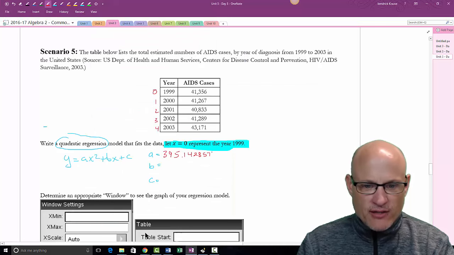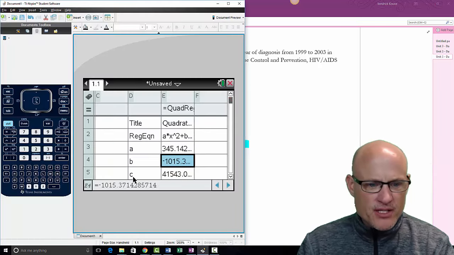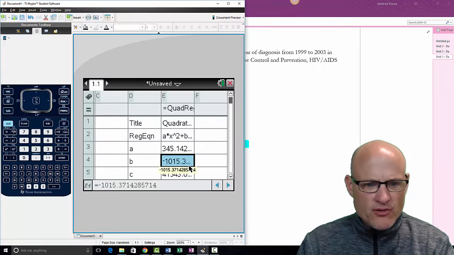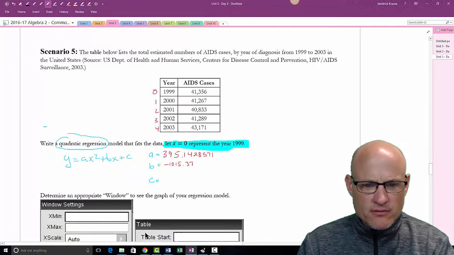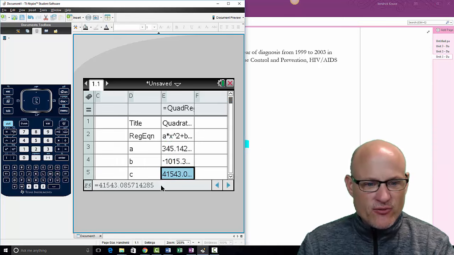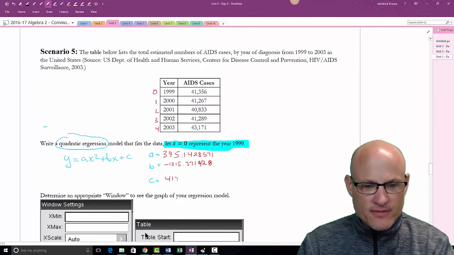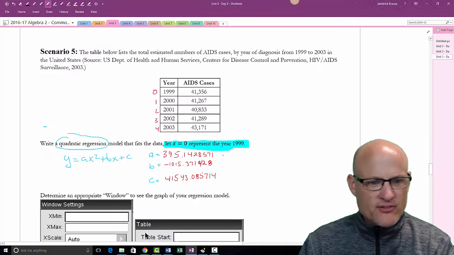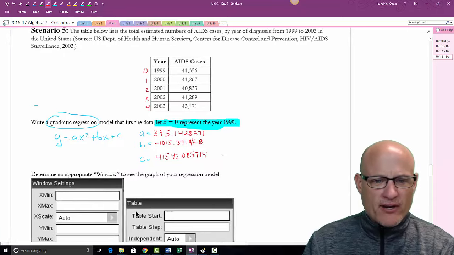428.571. That's probably enough. B is negative 1015.371428. I always say six decimals is enough. And finally, C is 41,543.085, I think, 714. Now it says, write a quadratic regression model that fits this data.